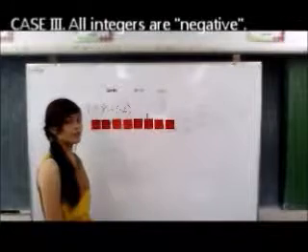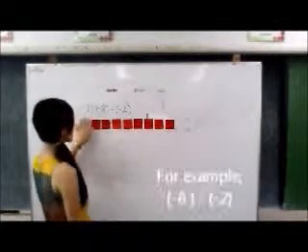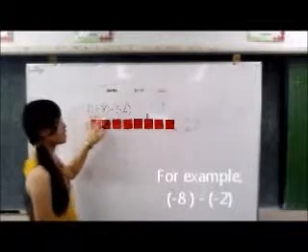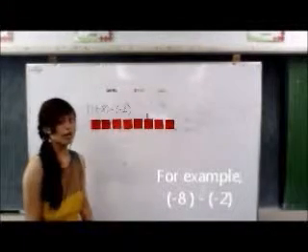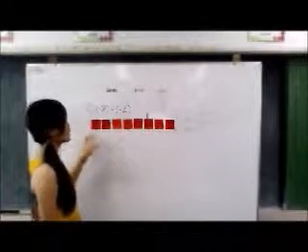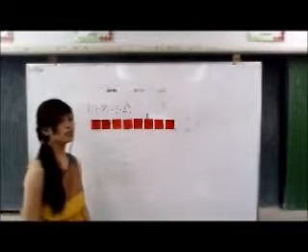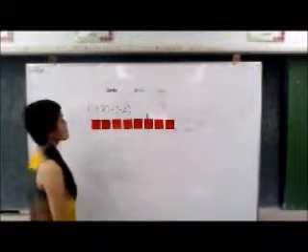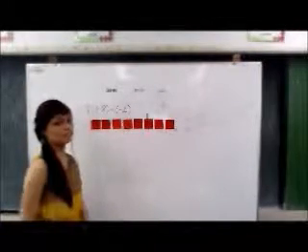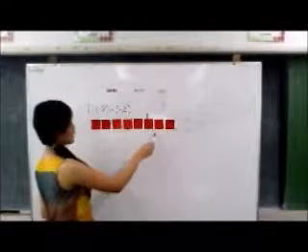Now, in case 3, both integers have negative signs. For example, negative 8 minus negative 2. We represent negative 8 as 8 unit red tiles and negative 2 as 2 unit red tiles. Since they are both negative, we can just take away 2 unit negative tiles.